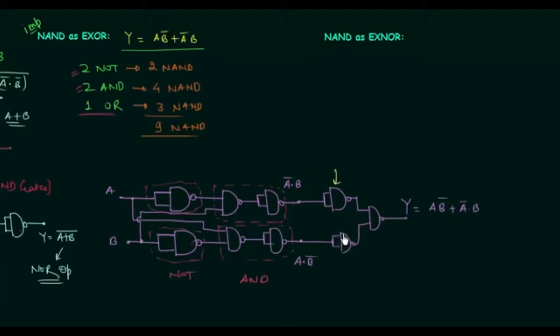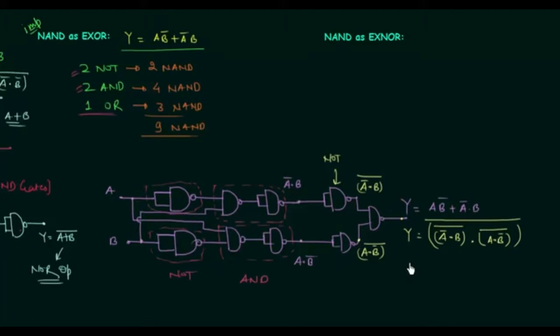This gate is working as NOT gate. This gate is working as NOT gate, and the input is A complement and B. So we have output as A complement and B and its whole complement. In the same way, here we have A and B complement and its whole complement. Here Y is equal to A complement and B, its whole complement, and A and B complement and its whole complement, and finally we have complement of all.